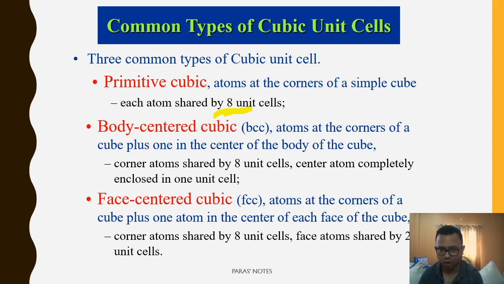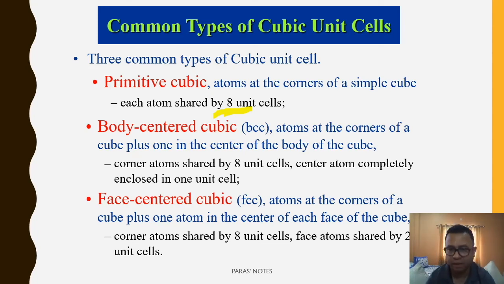But then don't forget one face. If this is one face of one unit cell, then another unit cell will be attached. That means one particle that you see on one face is being shared by 2 unit cells. One unit cell this side, the other unit cell the other side. So again I am repeating, the one particle which is there on the face will be shared by that unit cell as well as the other unit cell.